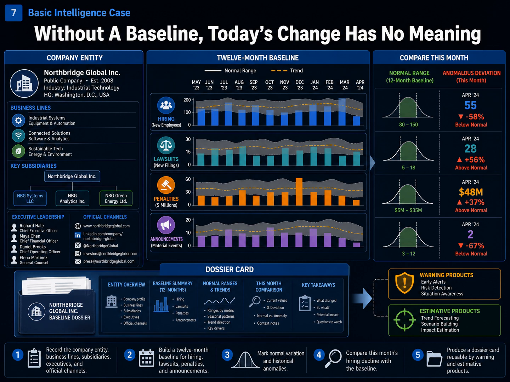Perhaps the company reduces public vacancies every year in the same quarter. Perhaps it moved hiring to a campus program. Or perhaps hiring had been stable until this month, when lawsuits and executive changes appeared at the same time. The baseline gives today's change a reference point. The output should not be just a trend line. Mark normal variation, previous anomalies, and gaps in data coverage. Warning and estimative products will reuse that dossier card later.